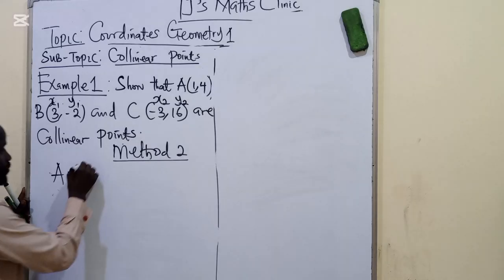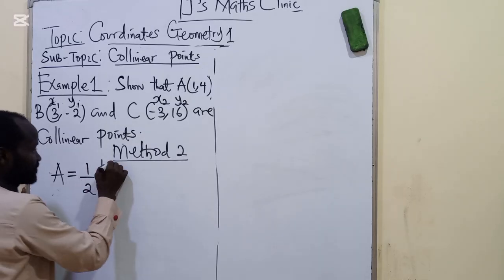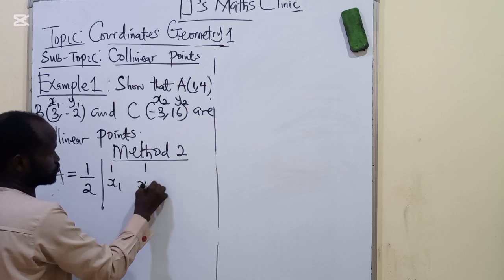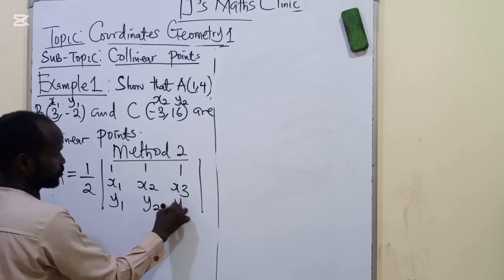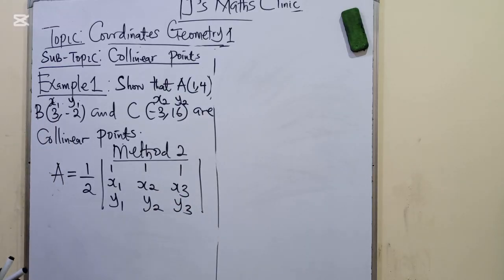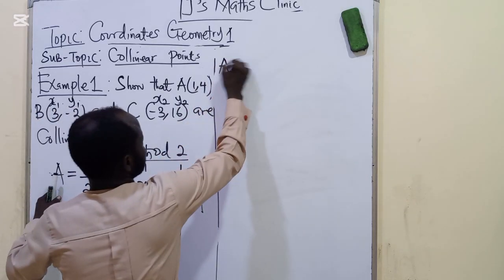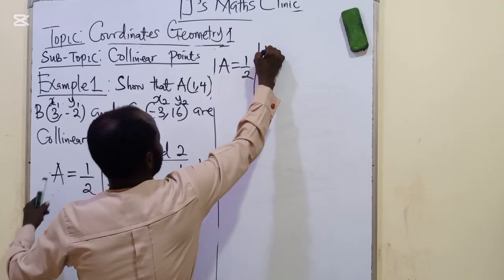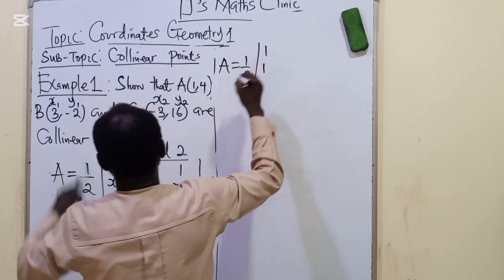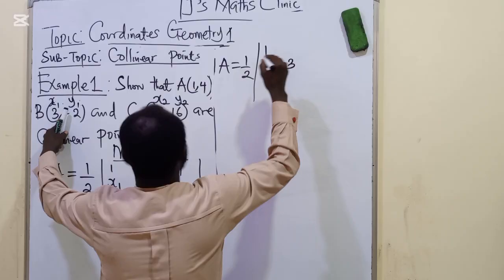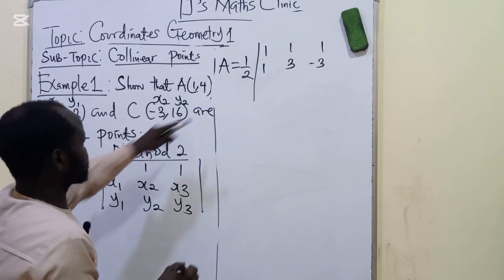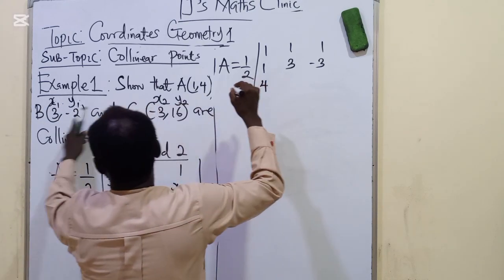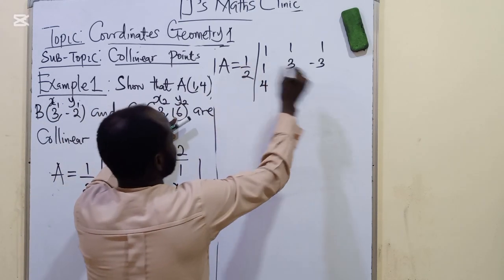By finding the area of the triangle, it will be half the absolute value of the determinant with rows 1, x1, 1, x2, 1, x3, then their corresponding y values. Very important. Let's substitute. We'll have A equals half, the absolute value of 1, x1 is 1, x2 is 3, then x3 is -3, then we have 1, 1, and the corresponding y values: y1 is 4, y2 is -2, then y3 is 16.